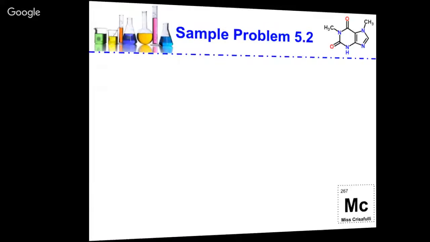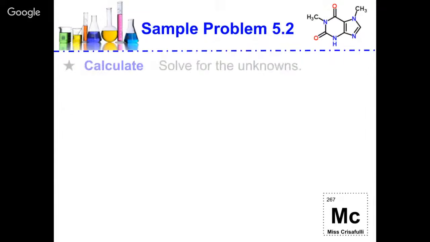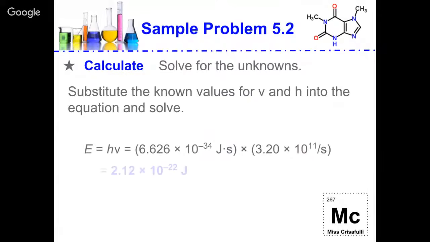So this is a simple plug and chug problem. We love these. We're going to write the expression that relates the energy of a photon of radiation and the frequency of the radiation. Remember, that's E equals h nu. Then we're going to plug in and solve for E, which in this case is 2.12 times 10 to the minus 22nd joules.